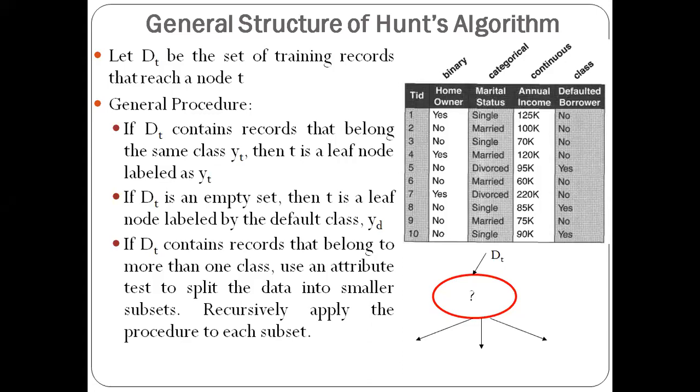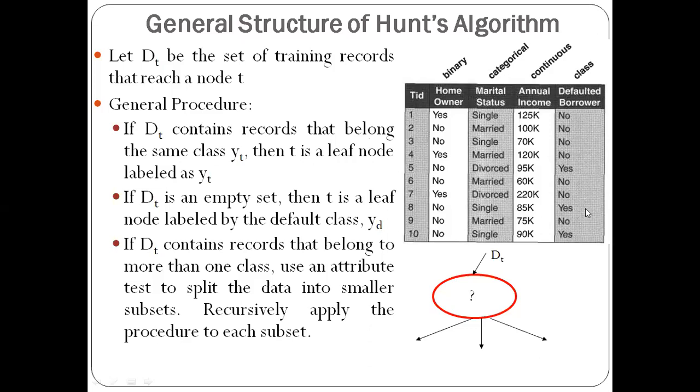I will explain this with the help of an example so you will be able to understand. Here I have a training record, and I want to construct a decision tree for it, based on the attribute defaulted borrower. Defaulted borrower is the class label that I need to assign to these records. The class label can be either no or yes.